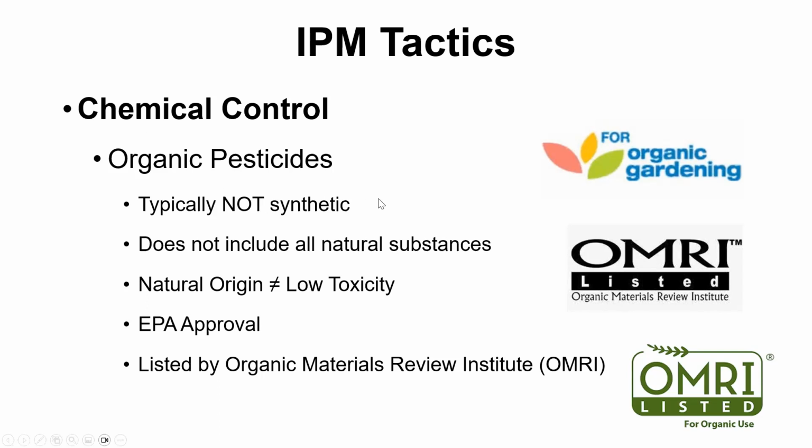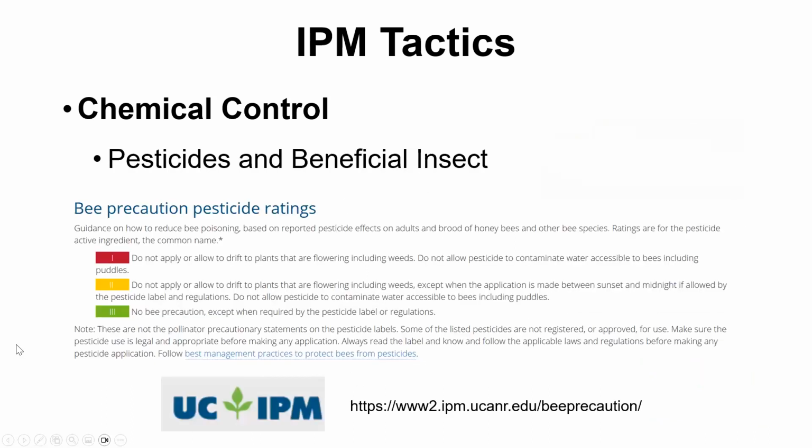Here are some things that you'll see on labels of organic pesticides. If they have EPA approval of being organic, they'll have this symbol right here that says for organic gardening. And if they go the extra step to be listed by the Organic Materials Review Institute, or OMRI, they'll have these symbols here. A lot of the things that you would be buying as a home gardener would just have the EPA symbol, because the OMRI listing is really for people that are going to be selling their products and want them to be organic. If you see this and not this, that's just because they didn't go through the extra step, and that's not necessary for home gardeners.